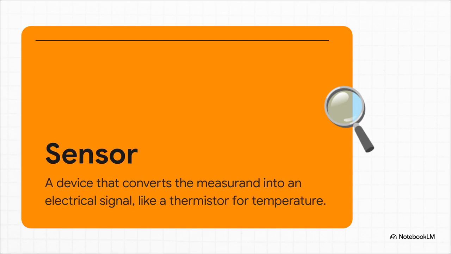Next up, we need a sensor. And you should really think of the sensor as a translator. It's the bridge. It takes that physical property, in our case, the heat in the room, and it converts it into a language that electronics can speak. Here, a little device called a thermistor changes its electrical resistance as the temperature goes up or down. It's our link between the physical world and the electrical one.